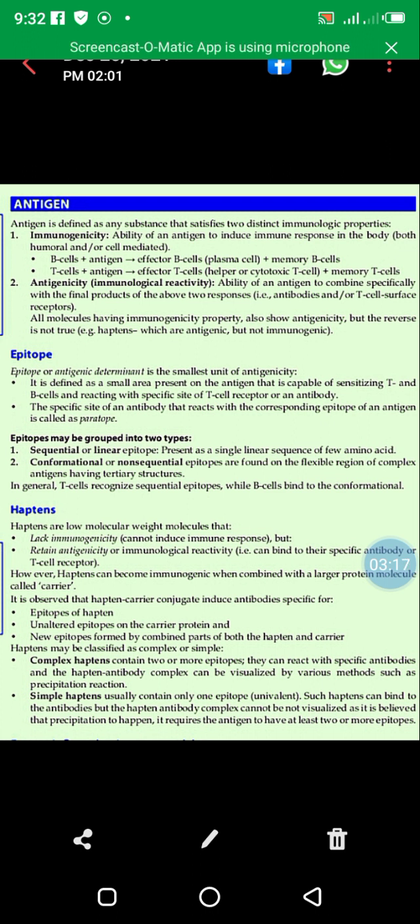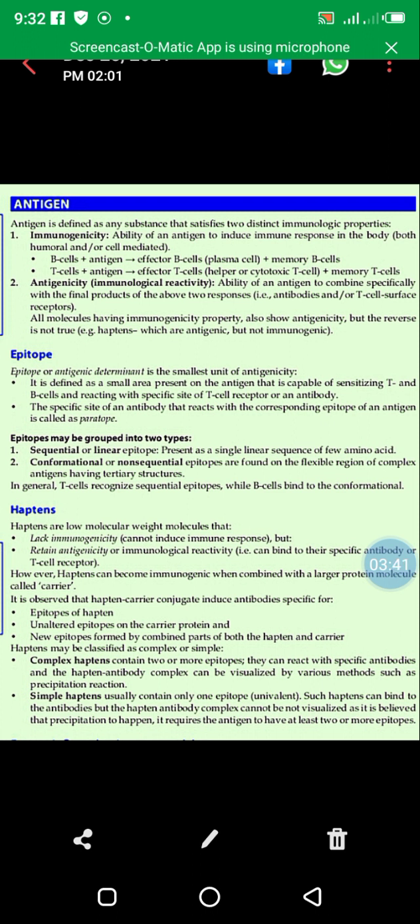Now, haptens are classified as complex or simple. What is complex hapten? Actually, it contains two or more epitopes that can react with specific antibody, and the hapten-antibody complex can be visualized by various methods such as precipitation reaction. Simple haptens contain only one epitope.